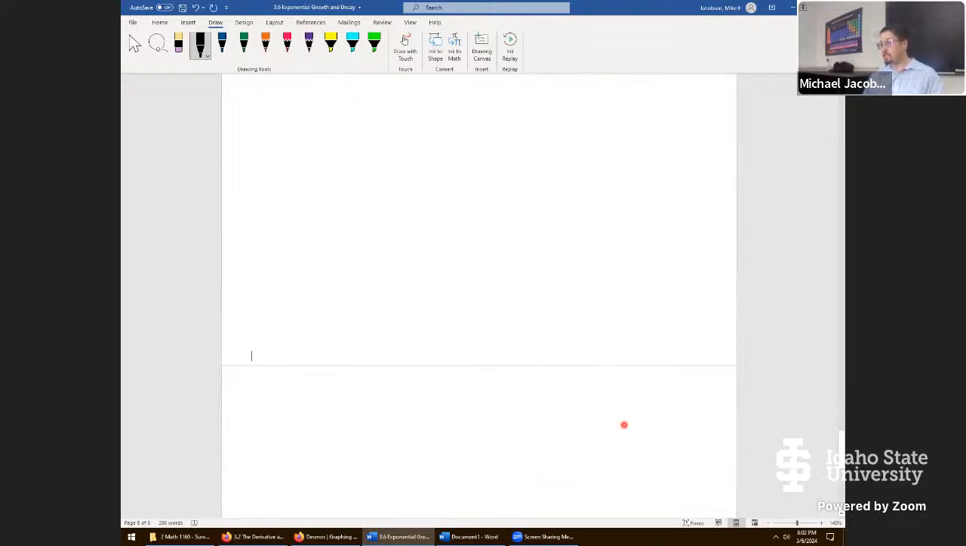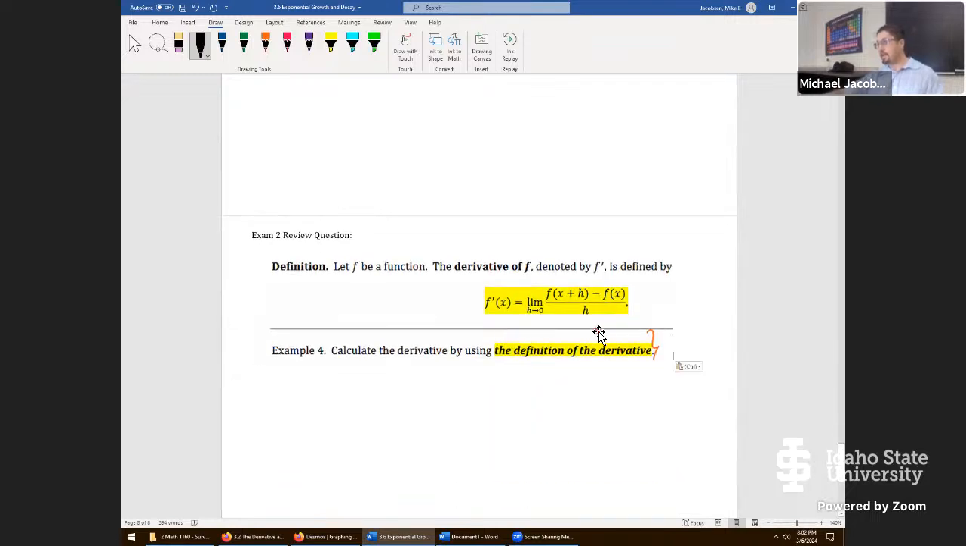Let's call this exam 2 review question. And let's take off where it says example 4. Let's give our own function. Let's let it be f of x equals negative 2x squared minus 5x plus 10. So it's not going to be anything too major. It's not going to be like the fractions or things with square roots. I'm probably just going to give you a polynomial function like this one, because this problem is more about understanding what we mean when we say definition of the derivative.